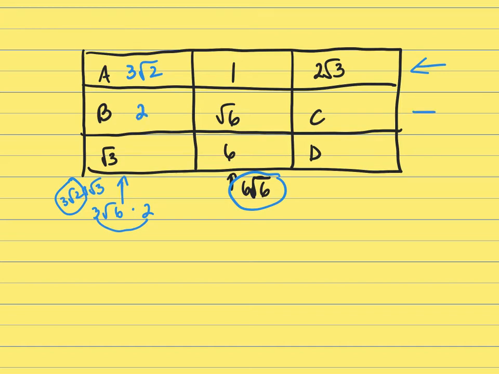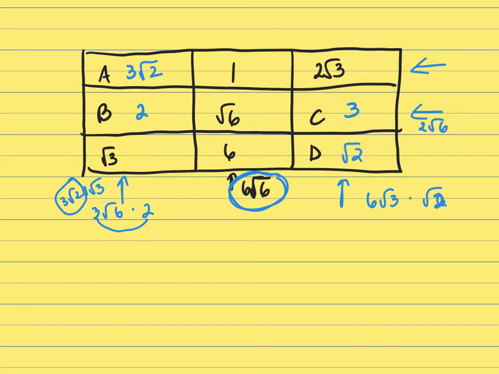Now let's do this row here. So far I have 2 square root 6, but I need for it to be 6 square root 6. So this needs to be a 3. And I think that leaves me this column. So far I've got 6 square root 3. And I need for it to be 6 square root 6. I need to multiply that by square root 2.